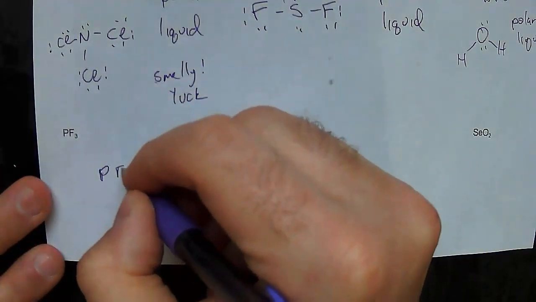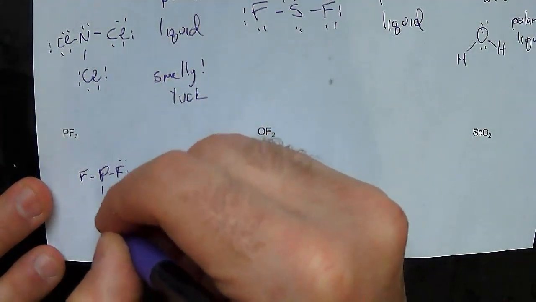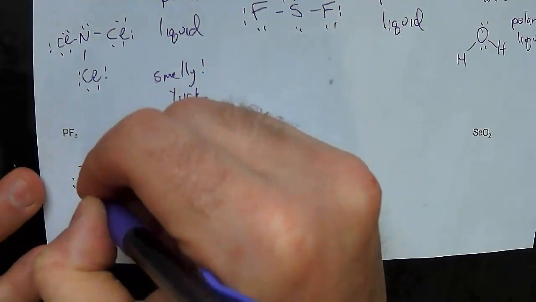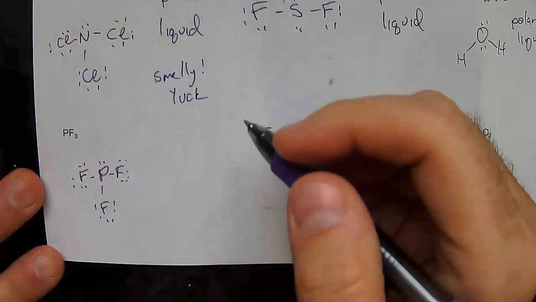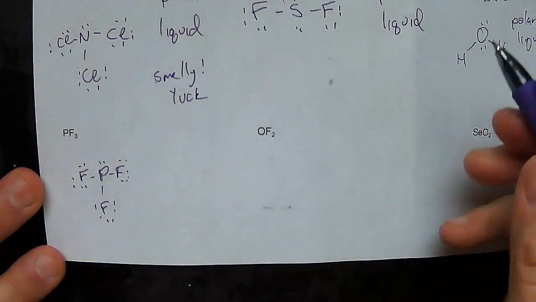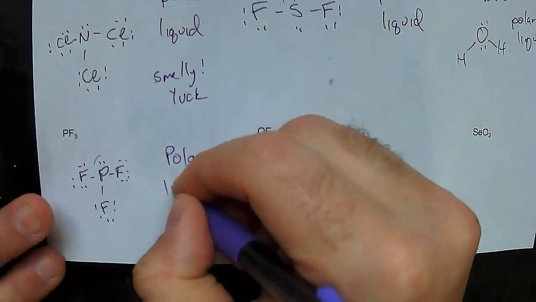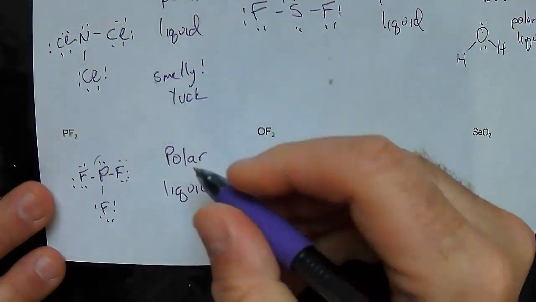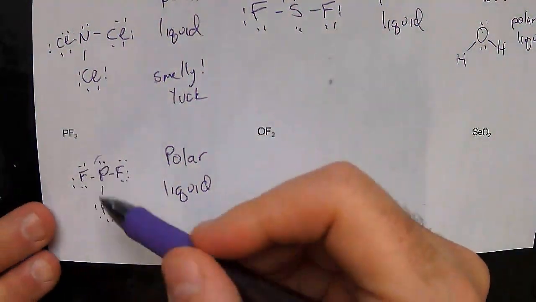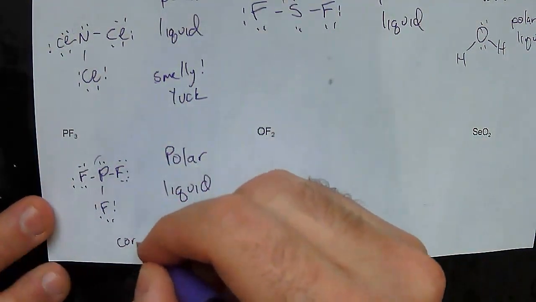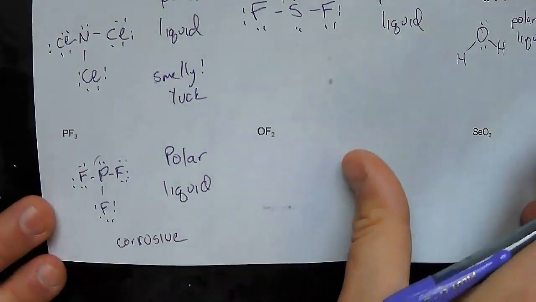So then PF3, it's going to look like this. Because it has dots in the middle, this thing is polar, and we would expect this to be a liquid. And again, I'm just trying to show you that there's more stuff that you can tell. I would expect this to be super corrosive and reactive. I would guess that this stuff is not fun to play with.